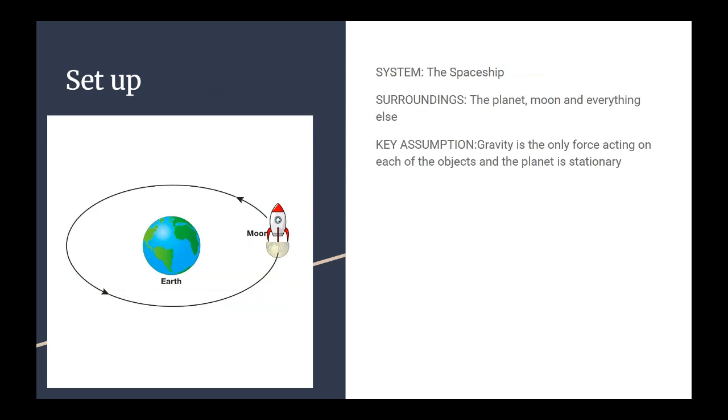The setup for the second part was a system with the spaceship. Surroundings were the planet, the moon, and everything else. The key assumption was that gravity is the only force acting on each of the objects and the planet is stationary. In this lab, we wanted to figure out a velocity that the ship would have that would allow it to orbit both the Earth and the moon without crashing into anything.